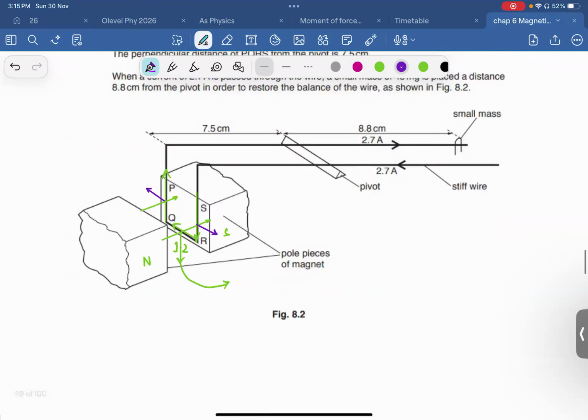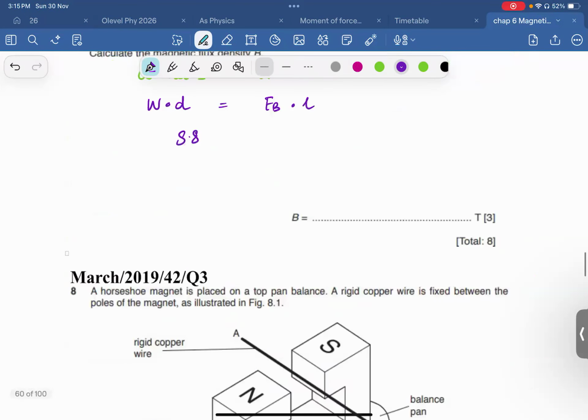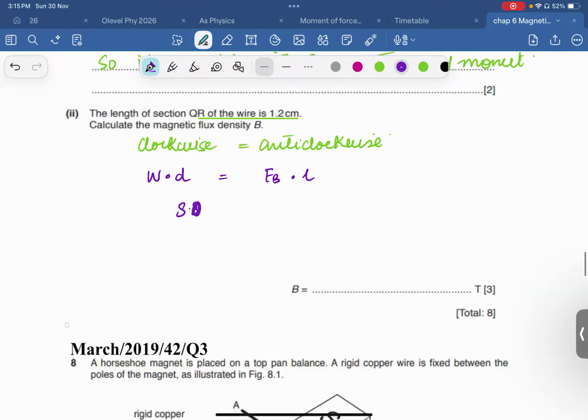The weight is 45 milligram. The weight is 45 milli, so exponent negative 3, and gram again exponent negative 3, so you have to convert both the gram and the milli. The force on the wire is going to be BIL, and this L is not the same L as the one in the formula for the magnetic force.